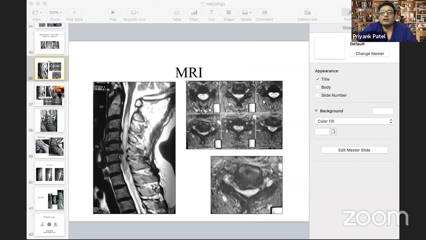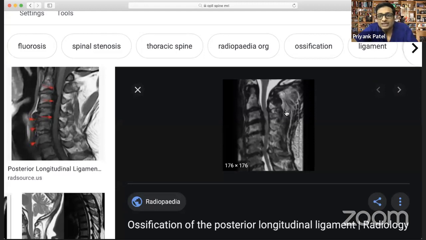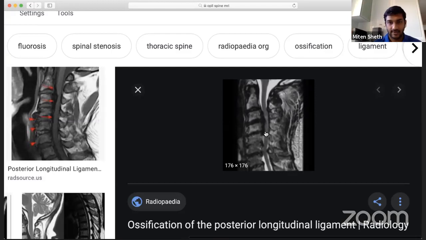I have a few images of OPLL if someone really wants to see it. Meanwhile, one can ask me the second question. Till that time, I'll just show an image of an OPLL. I've already pulled it up online. Let me just share my screen so that they know what is happening. Just give me a second. So, this is basically what an OPLL is. You see this black, thick line in the back? That is what OPLL is. Okay, super, that's for the OPLL.